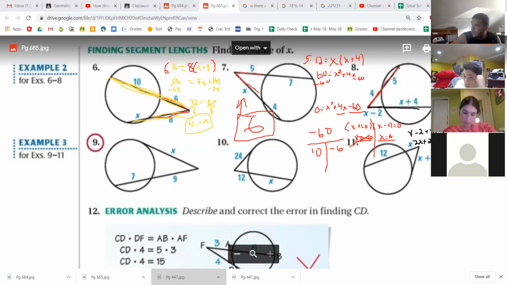Combine the like terms on the left: 2x squared minus 2x minus 4. Let's move it over so it equals 0. 0 equals 2x squared minus 2x minus 40.